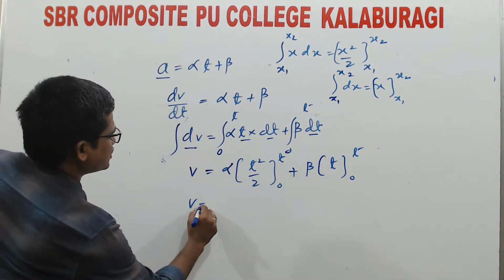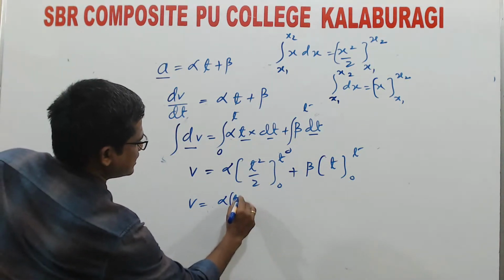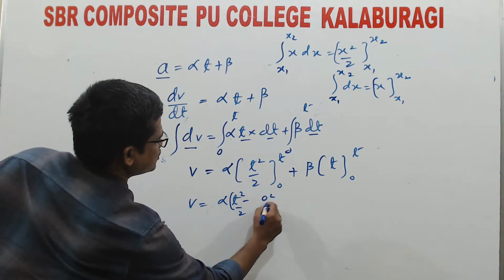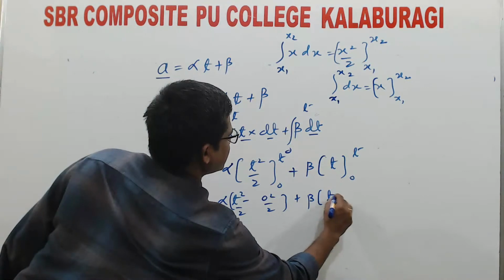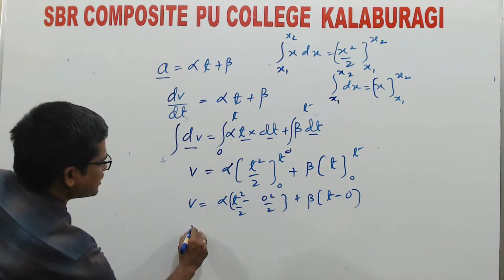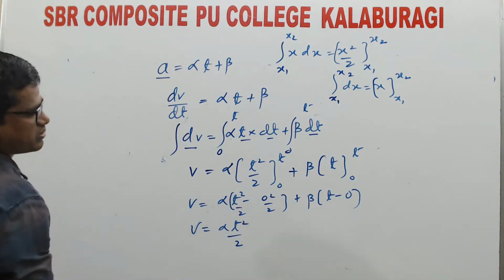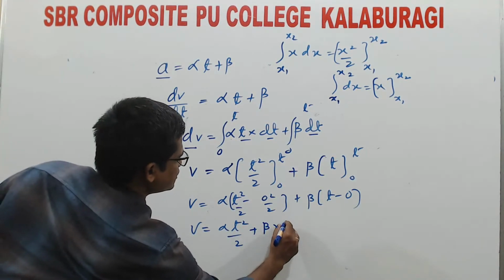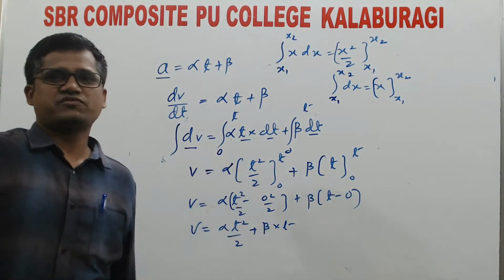So v equals alpha t square by 2, final limit minus initial limit, that is alpha t square by 2 minus 0 square by 2, plus beta times final limit minus initial limit. It will be alpha t square by 2. 0 by anything is 0. So it will be plus beta t.